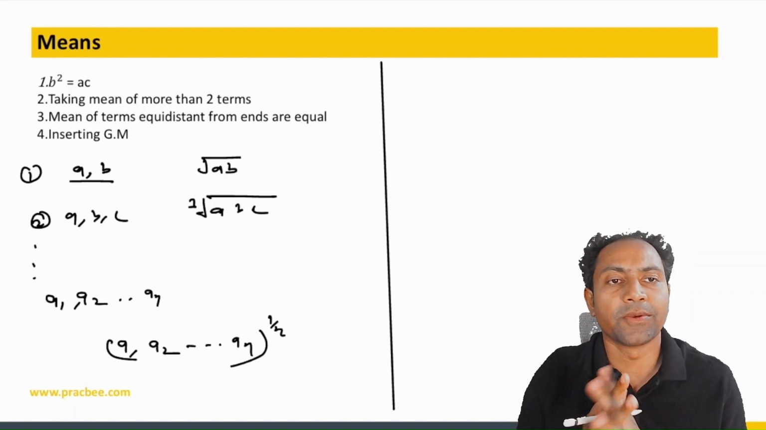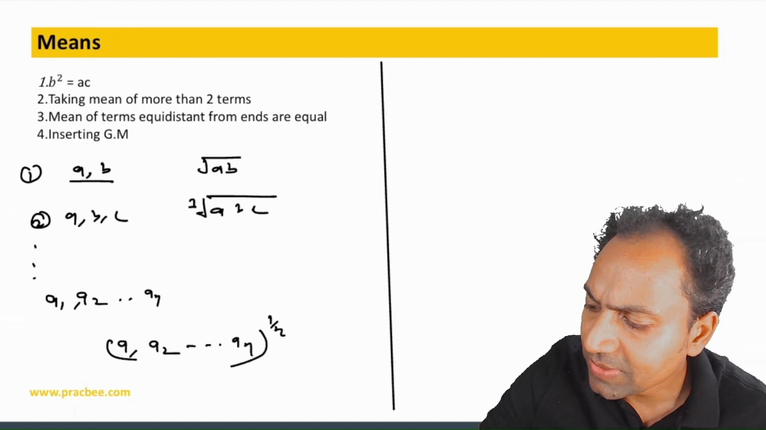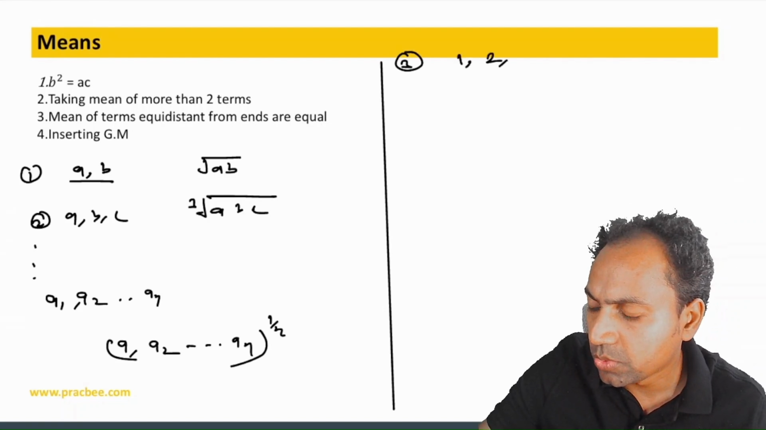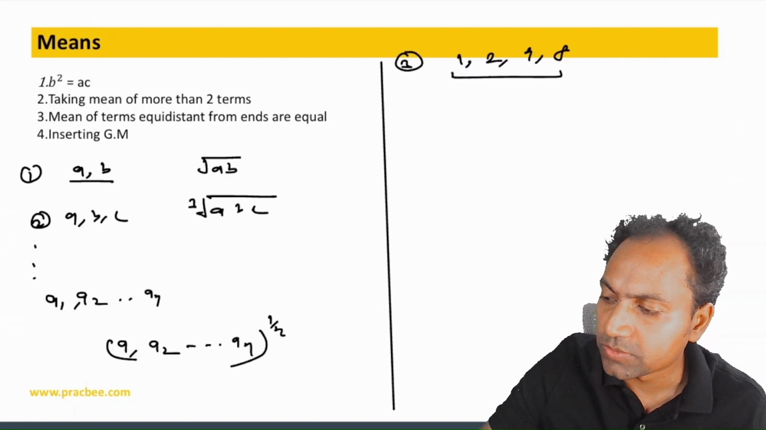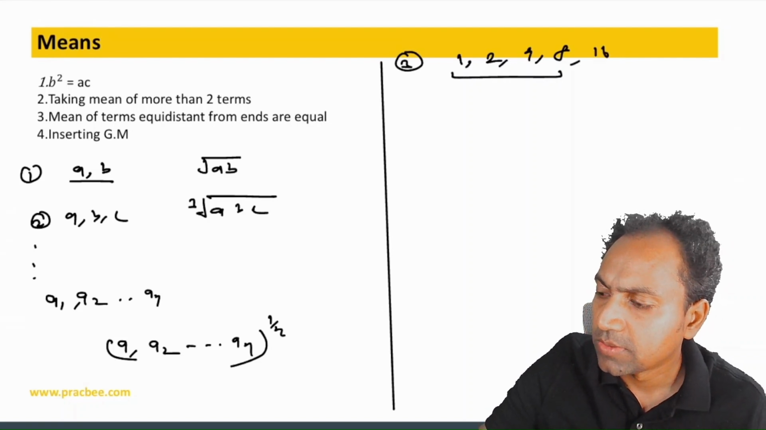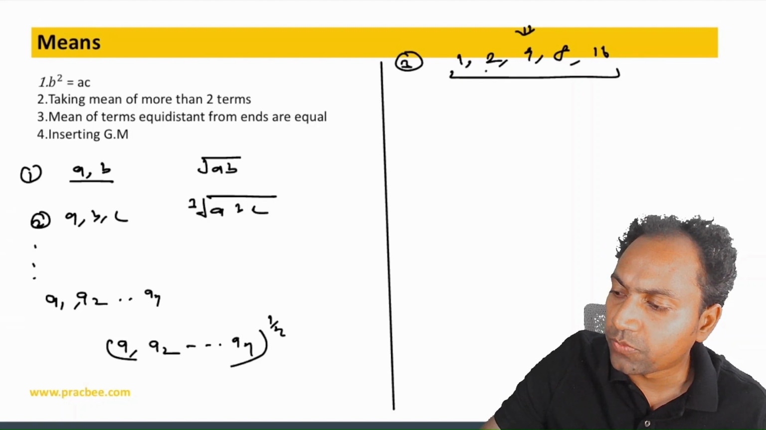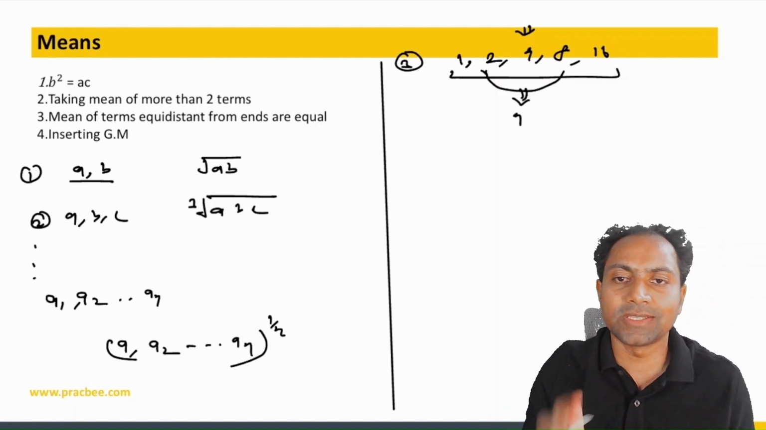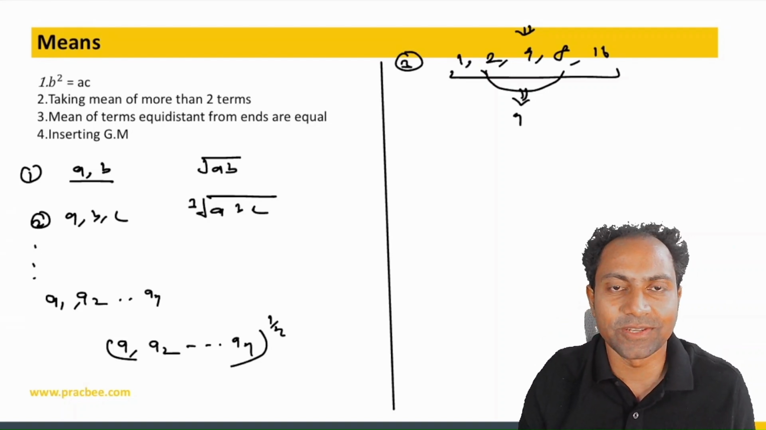Now there are some interesting properties to it. What are those interesting properties? The first thing is that if I am taking 1, 2, 4, 8 and let us say one more, 16, and I take the mean of all the terms, I will get the middle term. So I will get this term. If I take the mean of 2, 4 and 8, still I get 4. If I take it for 2 and 8, I get 4. So you can see that equidistant terms from the ends are behaving in a similar manner. This is a very interesting property.